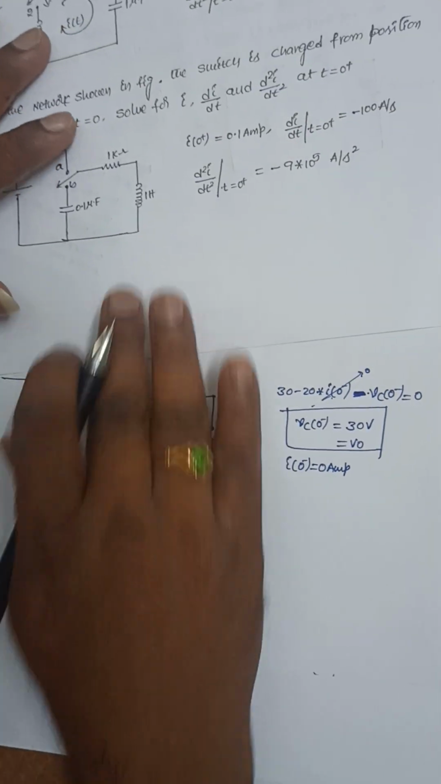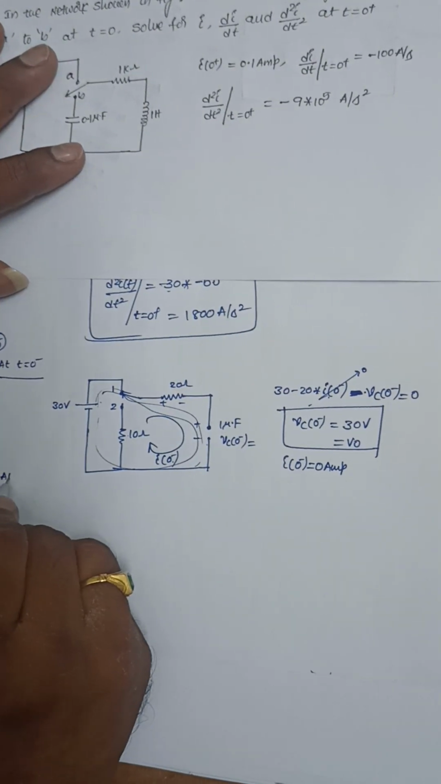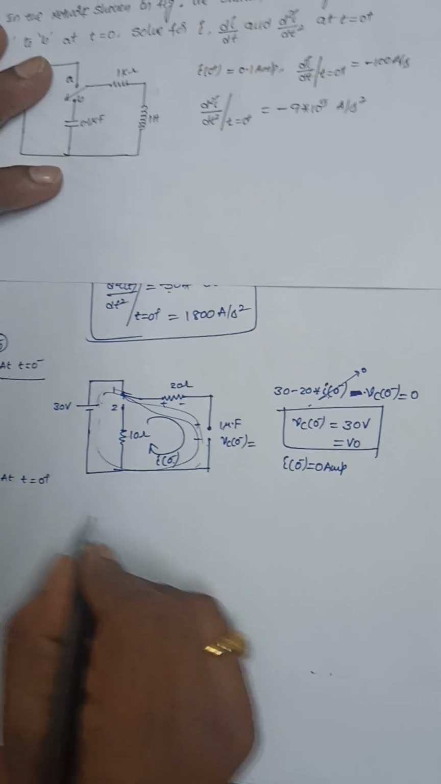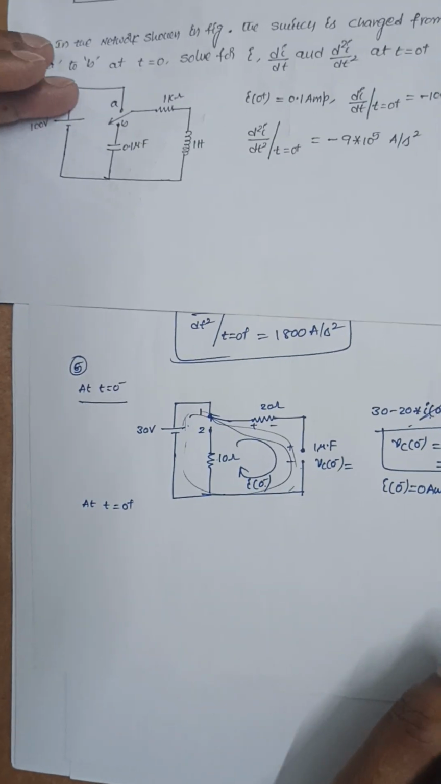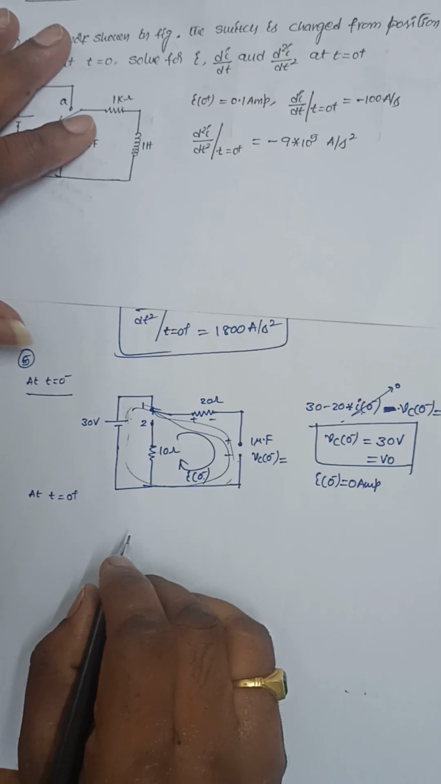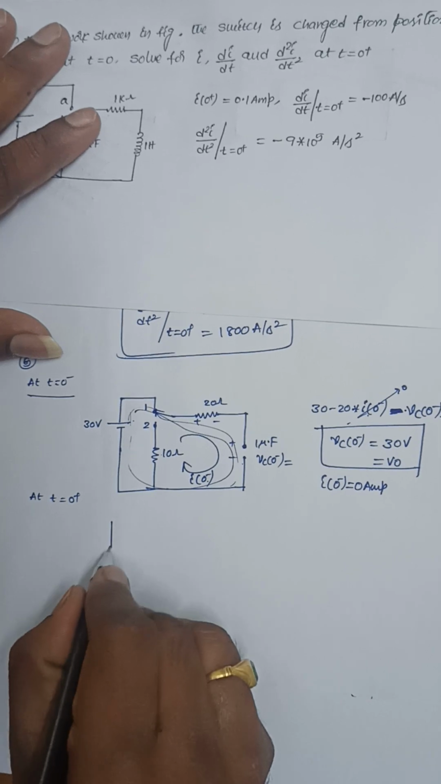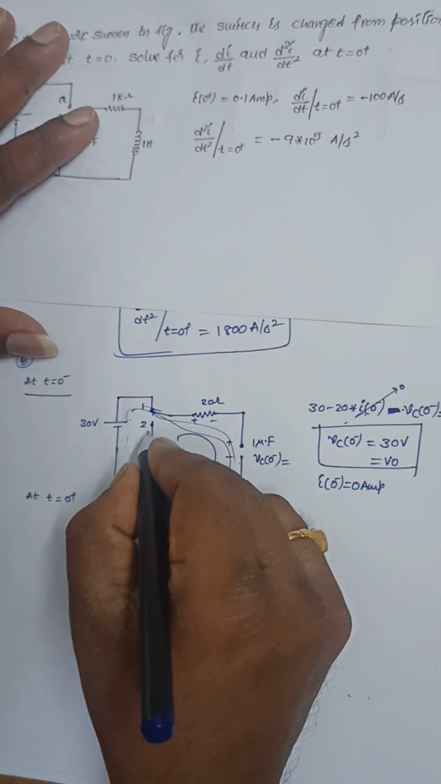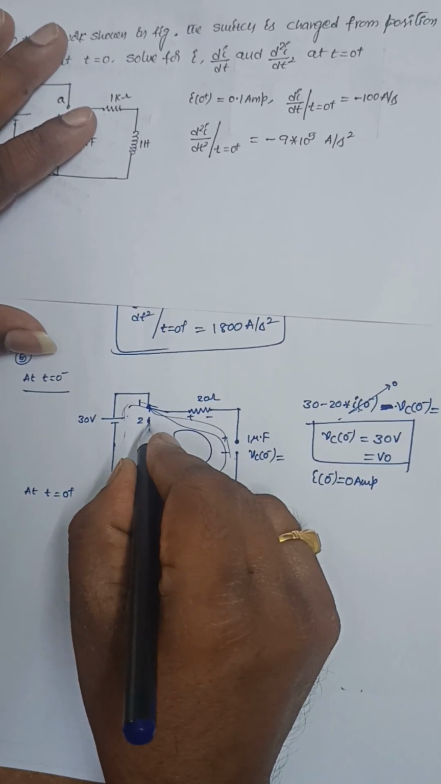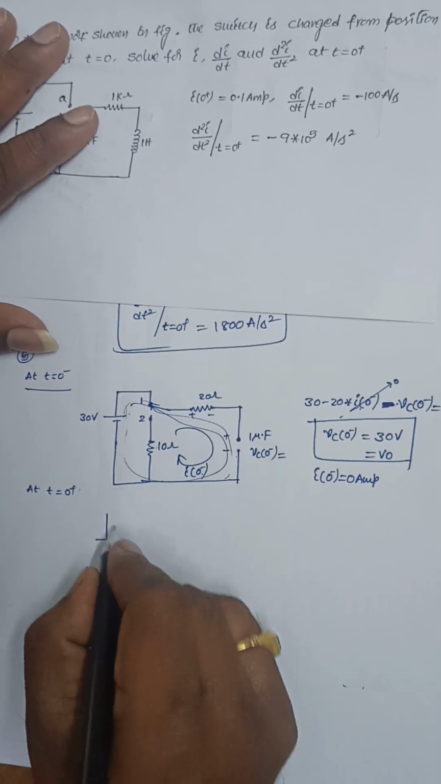Now at t equal to 0+, draw the circuit. The switch is moved from position 1 to position 2, and now the switch is at position 2 at t equal to 0+.